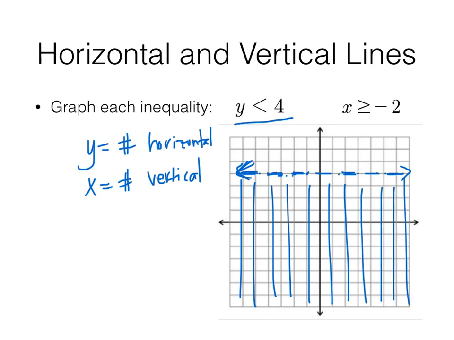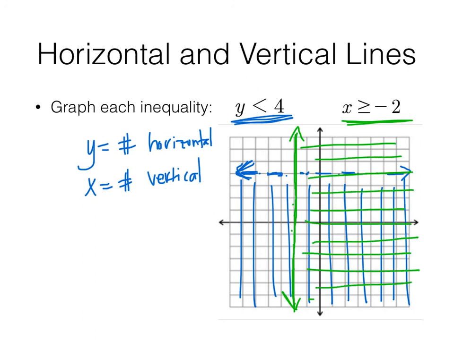For x, it's a little different. We know that's a vertical line. So we want all of the points where x equals -2. This is an "or equal to," so this is a solid line. A solid line at -2. And it's greater than or equal to, so we shade to the right, because that's where the x values are greater than -2.